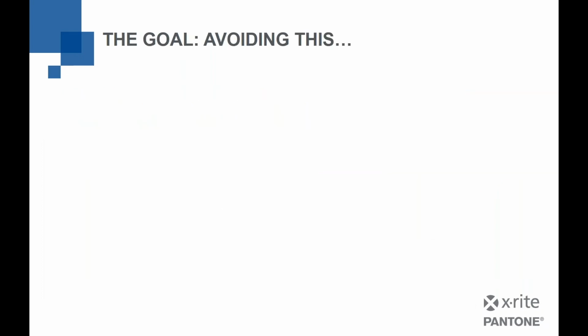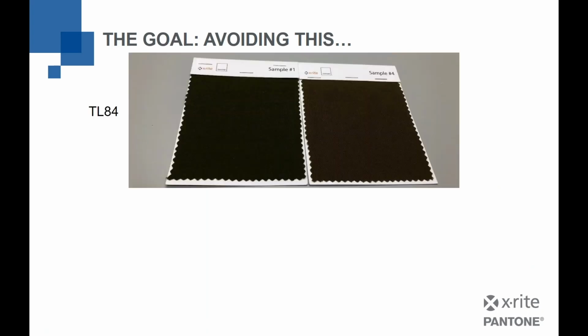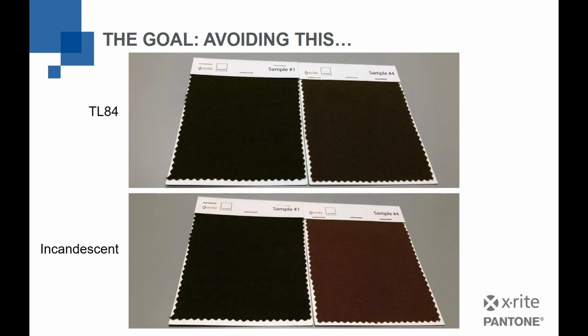And then ultimately the goal is avoiding this, right? You've got under TL84, my sample 1 and my sample 4, they don't match really well. Depends on what it is you're producing. Some people might say that's an awful match. Some people might say that's acceptable. The one on the right's a little bit less green than the one on the left, let's say. But these are the exact same 2 samples then in incandescent light. And obviously we wouldn't even call the one on the right a green anymore. It's now a brown, right?